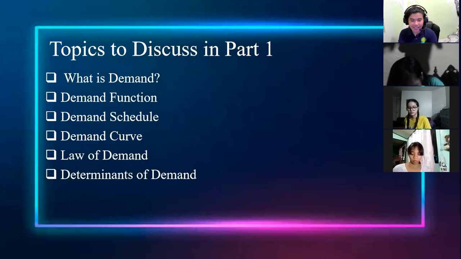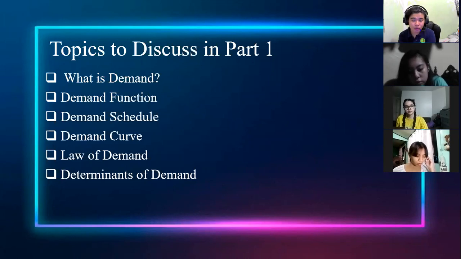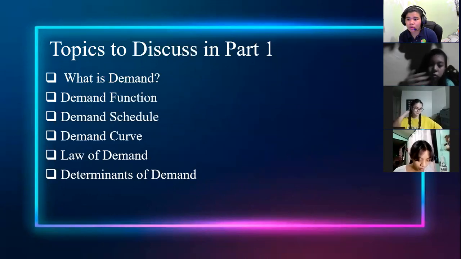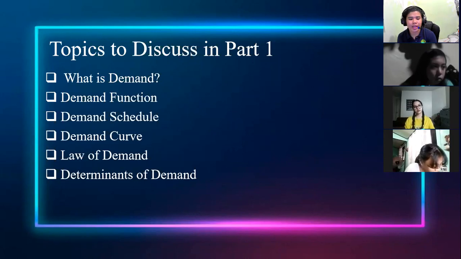Anyway, here are the topics that we'll be discussing for part one, today and tomorrow. Of course, knowing what is demand, and then the different expressions: demand function, demand schedule, demand curve, and law of demand. These four expressions help us know how to calculate or understand demand. And of course the determinants of demand, or the factors affecting people's willingness and ability to buy.